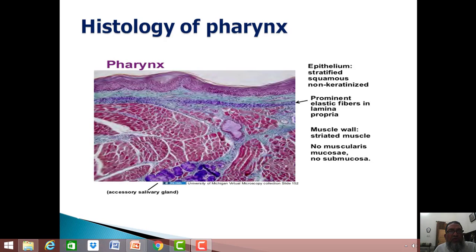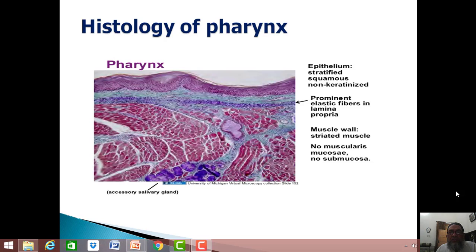Dear student, we will continue the histology of the oropharynx. Now, in this region, we will continue with the histology of the pharynx. In this slide, you see an H&E stain of the cut section of the pharynx. Same pattern of GIT: mucosa, submucosa, muscle layer, adventitia or serosa.